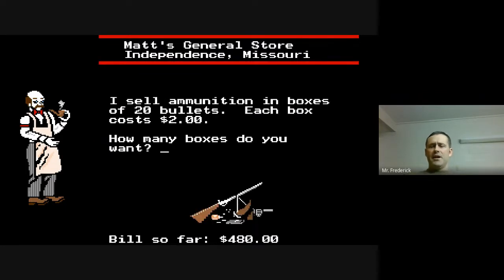I sell ammunition in boxes of 20 bullets. Each box costs $2.